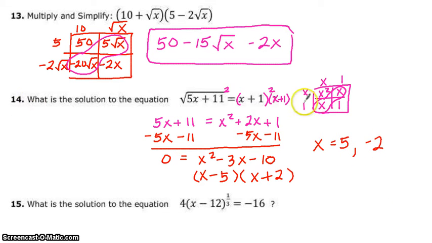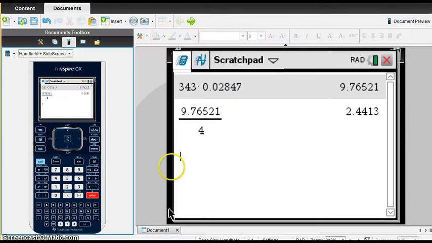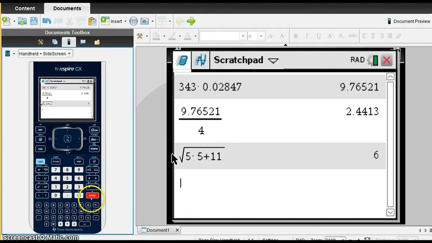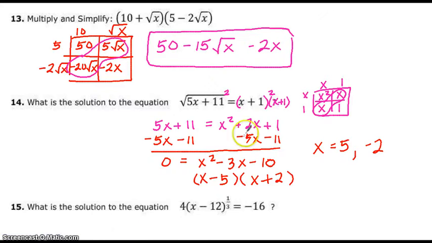Remember, we have to plug them back into the original problem and make sure they work. All right, so for this, we're going to use our calculator. All right, so I have the square root of 5 times 5 plus 11. Okay, that's 6. And then if I plug 5 in over here, 5 plus 1, that's 6. So 5 works. All right, let's try negative 2.